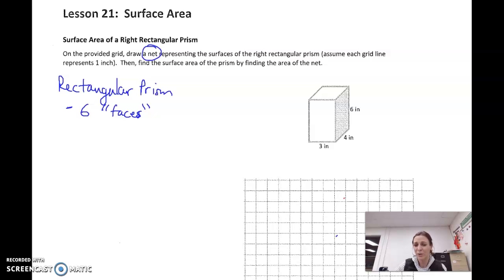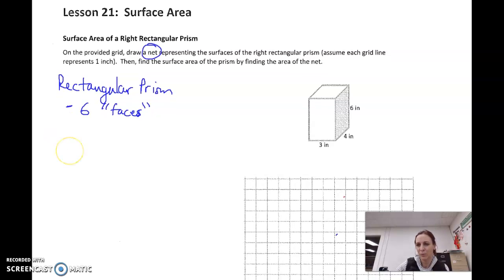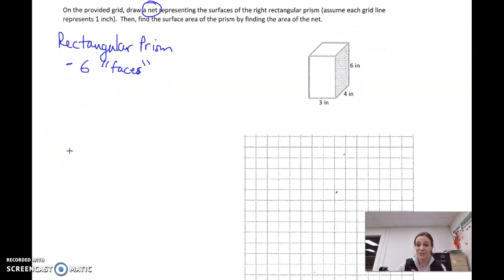Okay, so these are inches. We're going to flatten this out. Let's unfold this rectangular prism and put it flat on this grid. So we have to pick a starting point. Let's say I pick my starting point to be the top. If I focus on the top right here, you have to figure out its dimensions. This right here is 3. This side right here is 4. So I'm going to start by drawing a 3 by 4 rectangle on the grid.